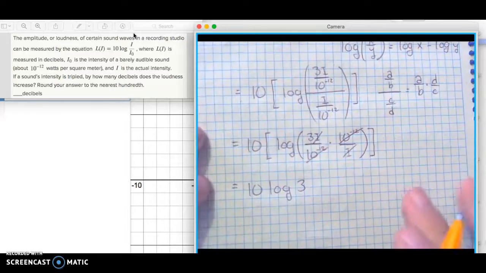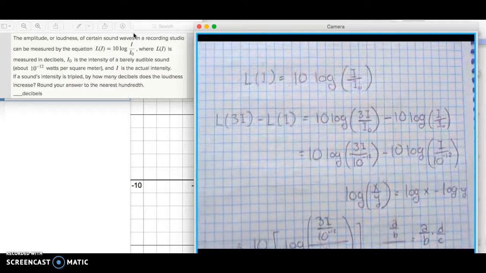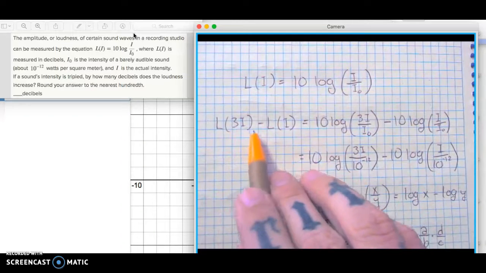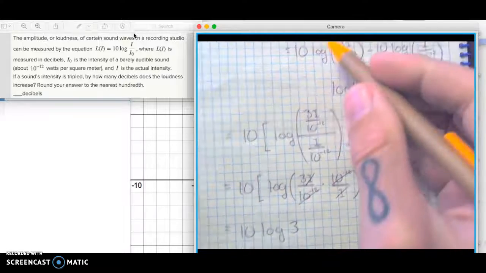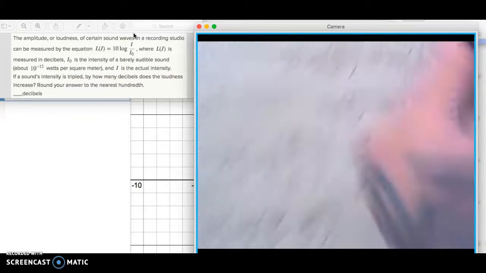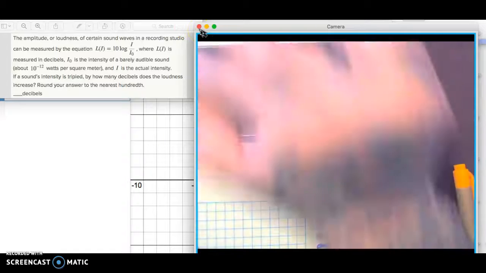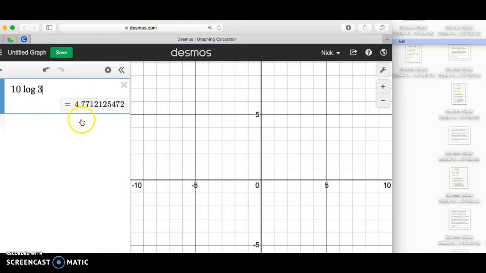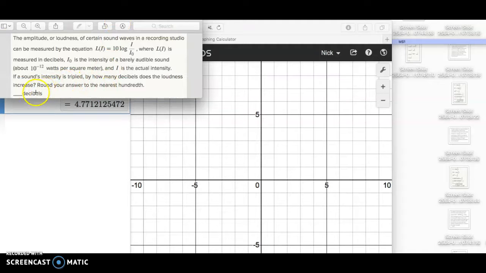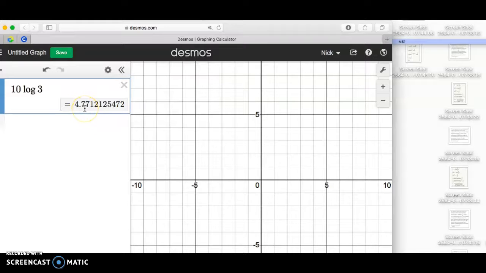And that's it. So in order to find the effect of tripling the intensity, the difference between the tripled intensity and the original intensity, we used a sequence of equations, and now we've come up with 10 log 3. So we can get this out of the way, use a calculator, and 10 log 3 is approximately 4.77 decibels louder. So in this case, they're asking how many decibels more the amplitude increased when we triple the intensity. Well, it's 4.77 decibels. And that's it.